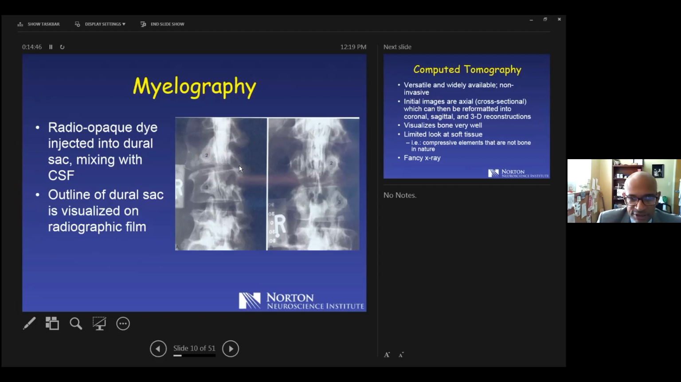And then we can visualize the whole canal in alignment. And so on this picture, what we actually see is we kind of see an anatomical block at the L2-3 level where we have contrast at the number 2, then we lose contrast until we see some at number 3, and then we lose contrast again, and then we see some more contrast at 4. So we would look at this and say, this patient likely has stenosis at L2-3 and L3-4. So a little more informative than plain X-ray.